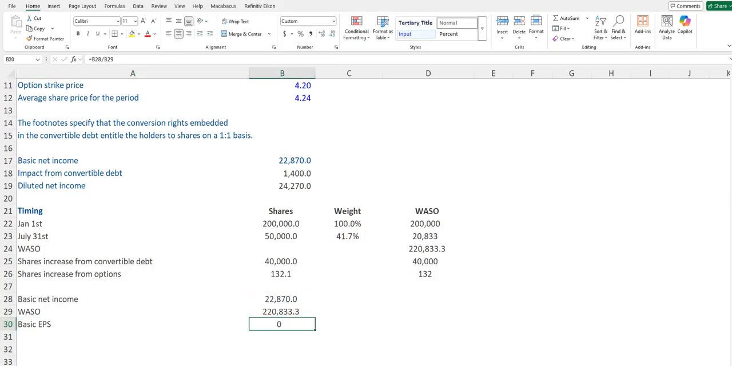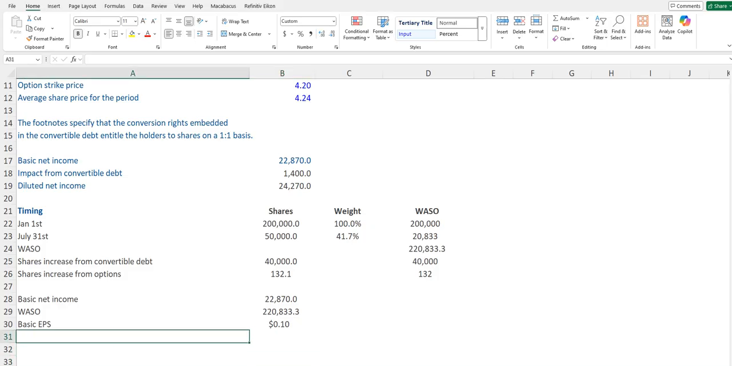That's just 10 cents. So that being said, for every share the company can generate 10 cents.